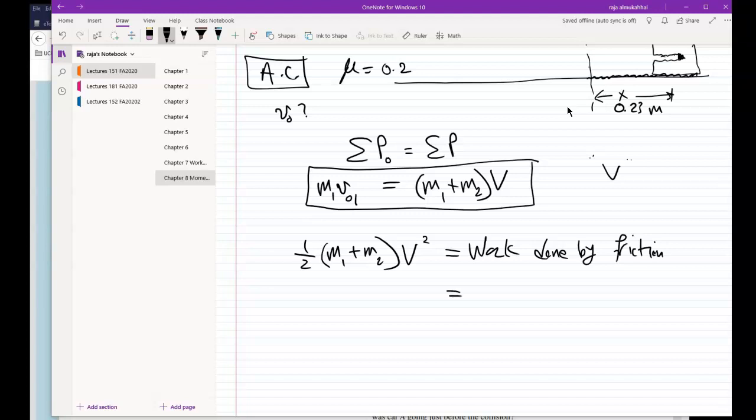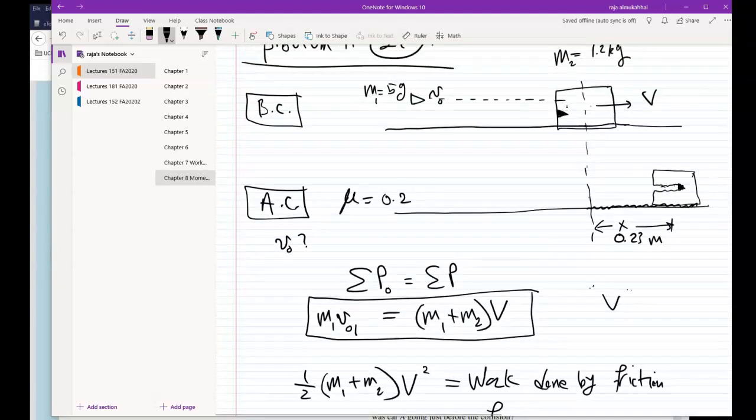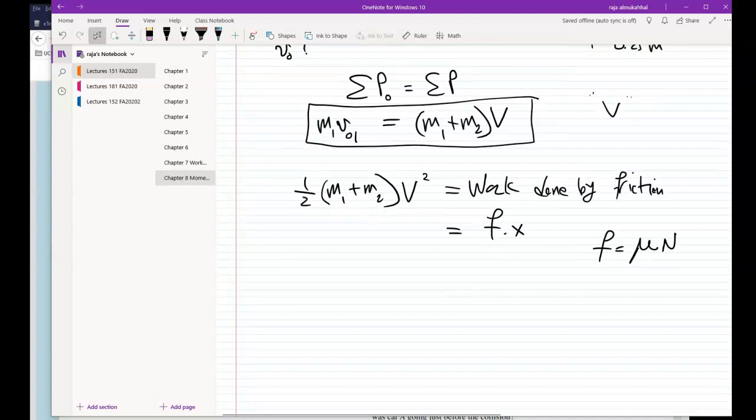What is the work done by a friction force? It is Fx. F is the friction force. And what is F equal to? Well, it is mu times N, the normal. What is the normal here? The normal is nothing but the weight of the bullet-block system. So that's equal to mu sub k times (m1 plus m2) g.